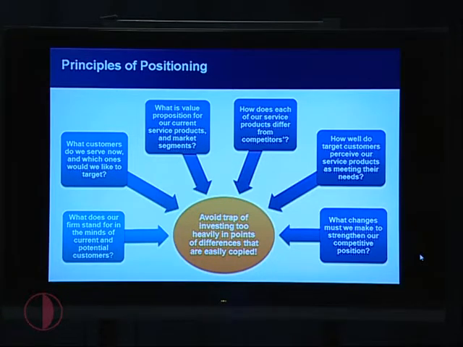So this diagram is showing us the principles of positioning. What is the value? Why are we different? How can we target our customers? How can we strengthen ourselves? You know, is there any change that we need? What do current customers think about us?